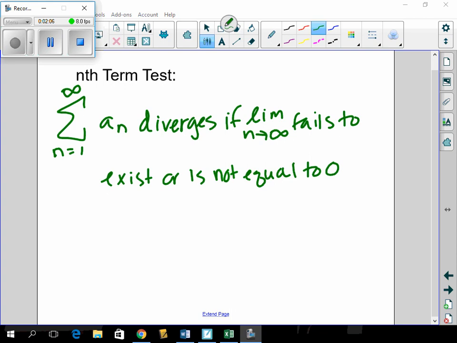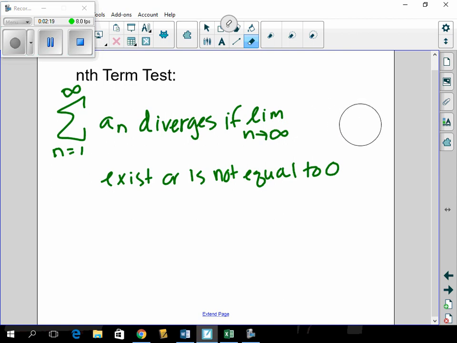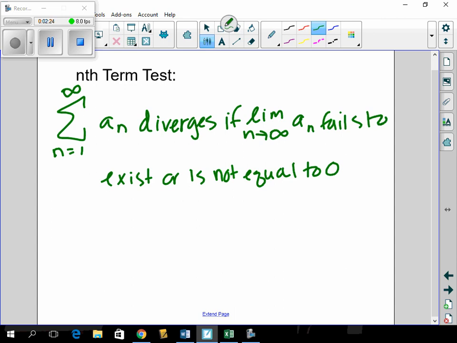This basically says any series a sub n diverges if the limit as n approaches infinity of a sub n fails to exist or does not equal 0. Basically what this is saying is if my terms aren't getting smaller, my series is going to diverge no matter what. An example of this would be the series from n equals 1 to infinity of 9 to the n plus 1.